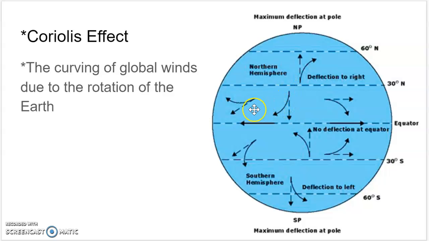And it changes completely every 30 degrees. So 30 degrees, 60, 90, we have a different wind pattern. We have a different circulation.